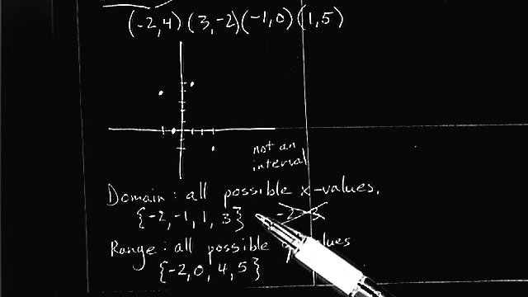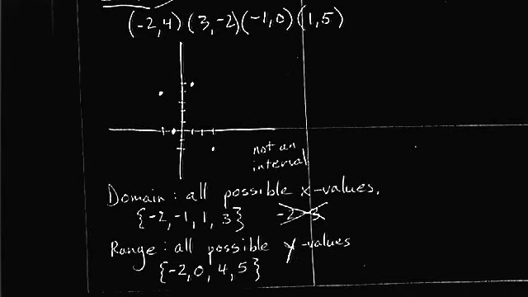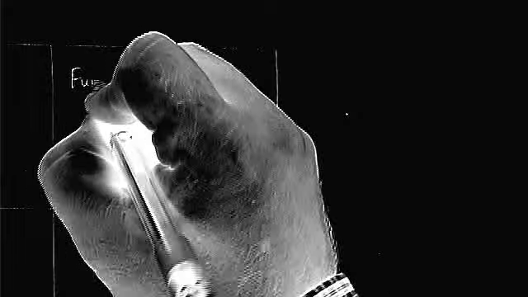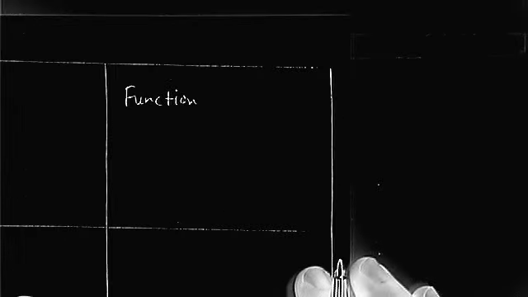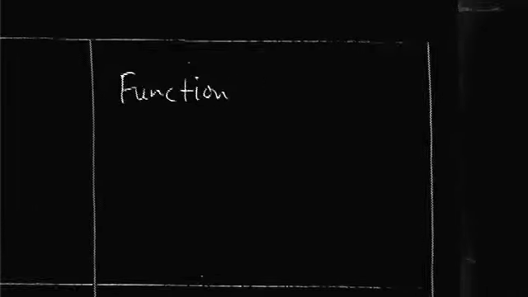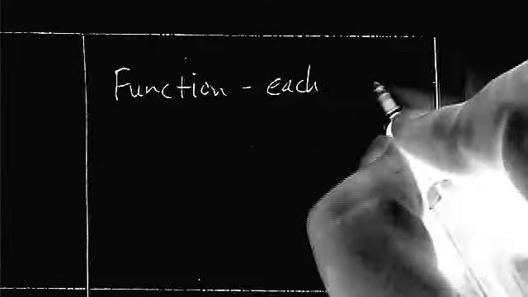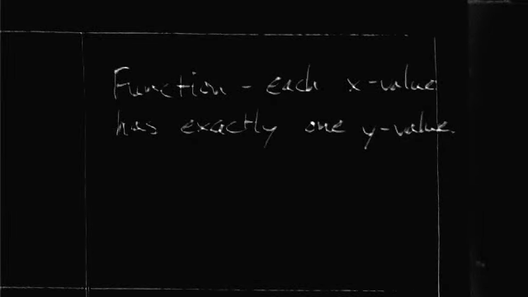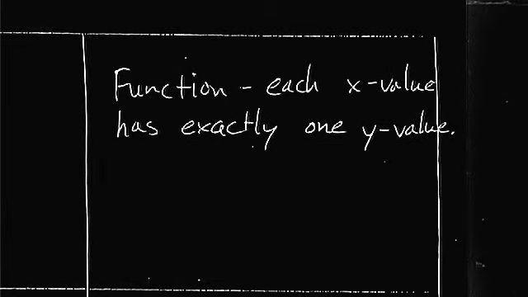Now, if you look in the book and you see something called a mapping diagram, do not worry about that. We're not going to be doing mapping diagrams. It's kind of a visual, but I'm not really that keen on it. Now, I do want you to understand that the real type of relation that we're interested in is called a function. A simple definition says each x value has exactly one y value. Each x value has exactly one y value.